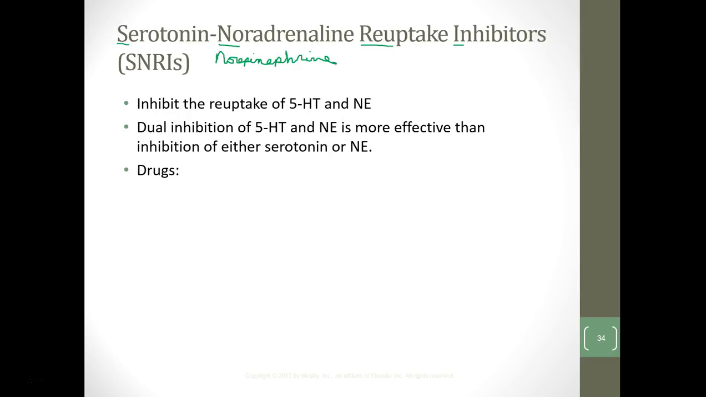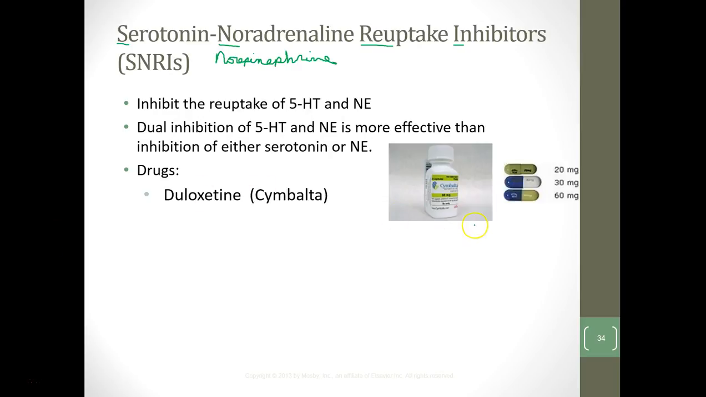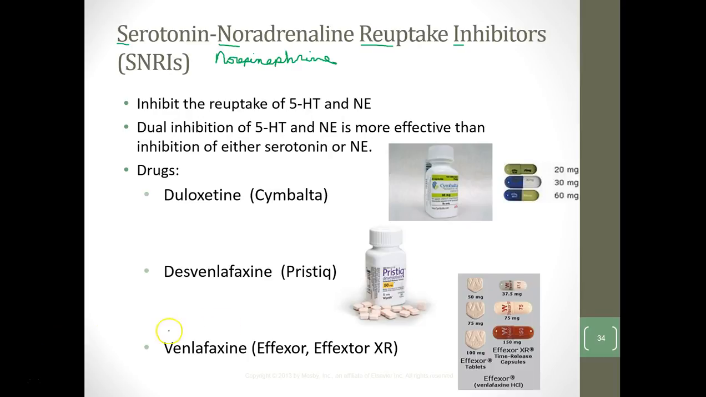Oops, did I go backwards? Oh, there we go. So now we're going to talk about the drugs. Oh, I jumped ahead. So the drugs in this group include duloxetine, which is Cymbalta, desvenlafaxine, which is Pristiq, and venlafaxine, which is Effexor or Effexor ER.